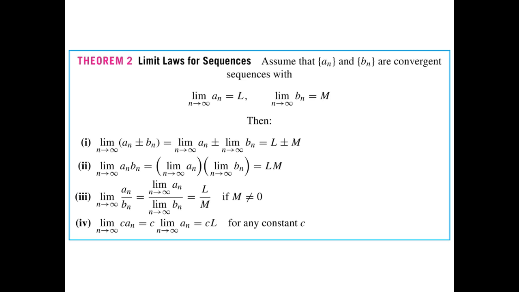Then, since both of these converge, the limit of the sum or the difference of those two as n goes to infinity is equal to the limit of a sub n as n goes to infinity plus or minus the limit of b sub n. So basically it's saying the limit of a sum or difference is the sum or difference of their limits. Just like we did for functions, that happens here too. And since this has a limit L and that's a limit M, this is equal to L plus or minus M. So that covers addition or subtraction.